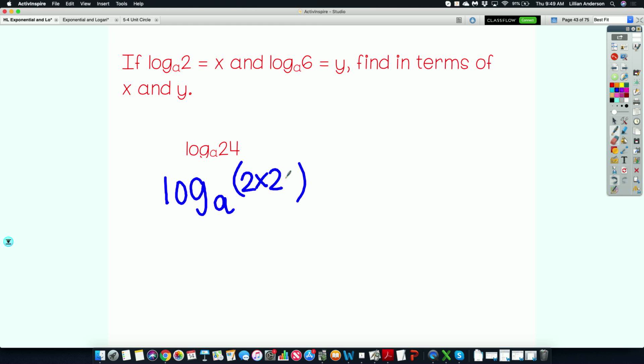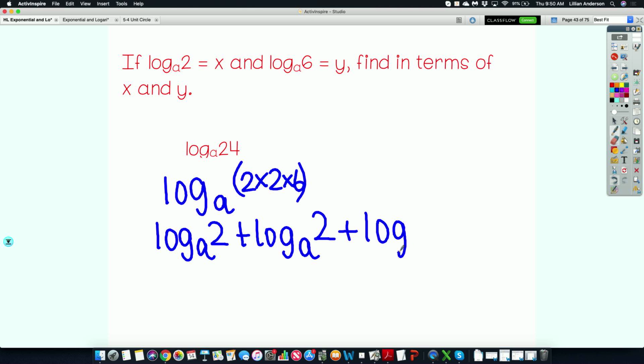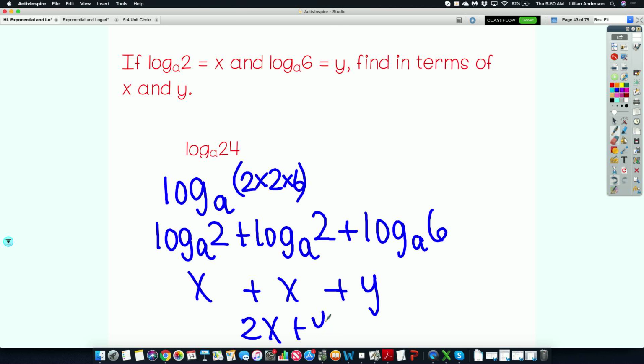2 times 2 times 6. Okay? Since all those are being multiplied together, you can technically expand them using what? Product law, which says that I am going to do what to every single one of these? Add them. So it's going to be log base A of 2 plus log base A of 2 plus log base A of 6. And now I have exactly what I wanted. That becomes x plus x plus y, which is the same thing as just saying 2x plus y. Here, yes, you do want to keep going because you can combine like terms.